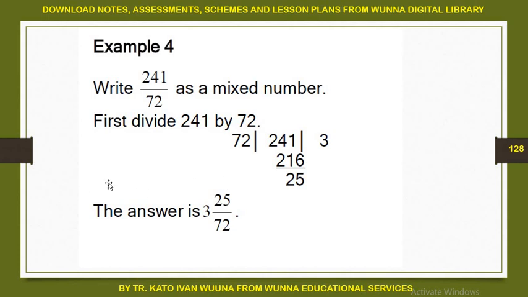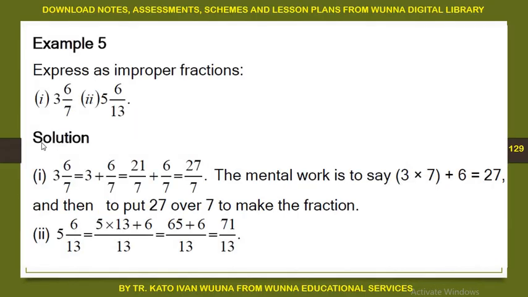So after looking at how we convert that, let us look at another example. In this example, we are now doing the reverse. We are going to change from mixed back to improper. This is quite simple. We shall simply multiply the denominator times the whole number plus the numerator to get our new numerator.